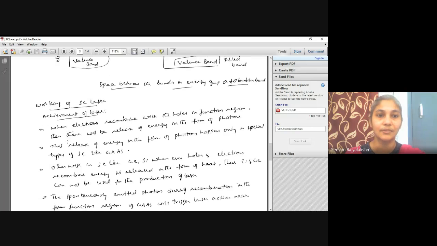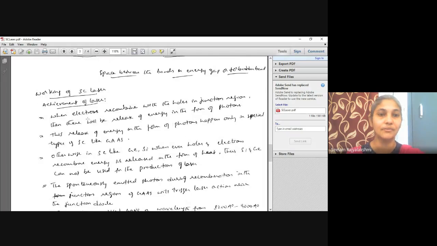So how can we achieve a laser? How can we get the lasing action? The electrons recombine with the holes in a junction region, and there will be a release of energy in the form of photons. That means when the electrons and holes recombine in the junction region, we will obtain photon energy.